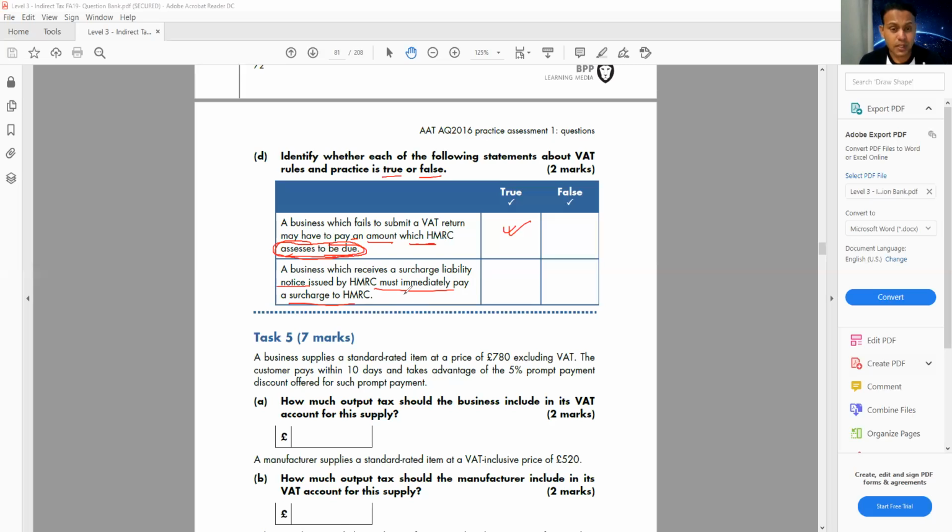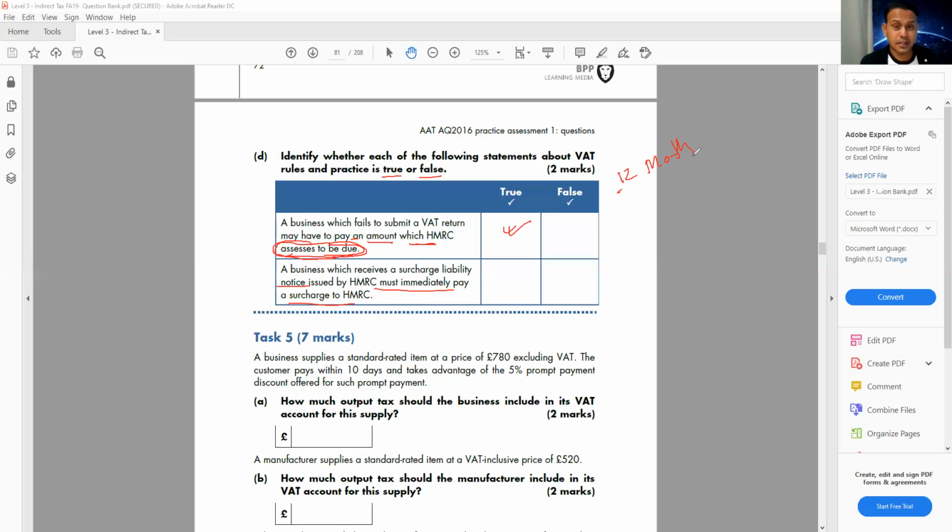Does anyone remember what surcharge liability is? What is the time period we have? For the surcharge liability notice, it is 12 months. Basically, what happens when you fail a deadline, when you don't submit the VAT on time, is HMRC gives you a surcharge notice and it will stay up to 12 months.